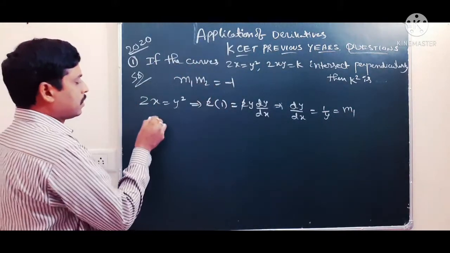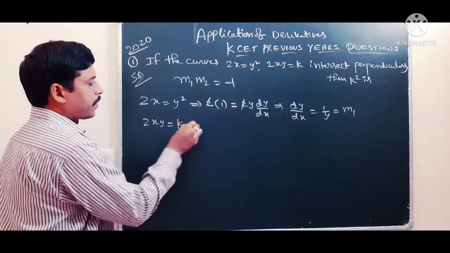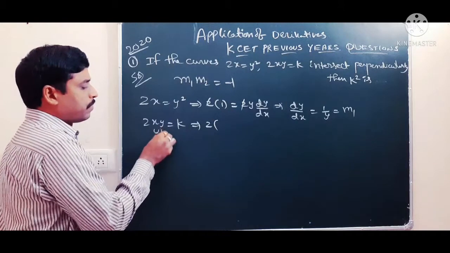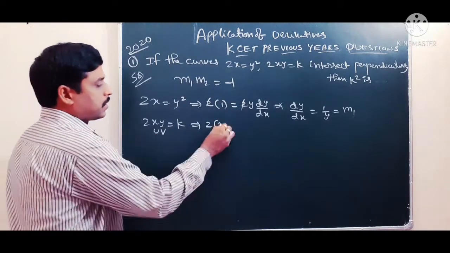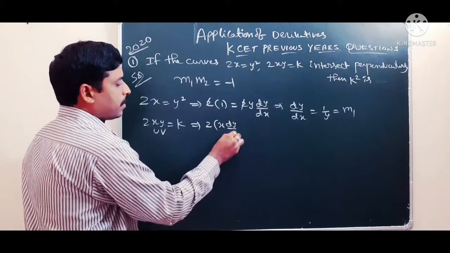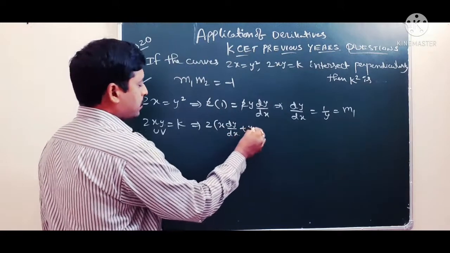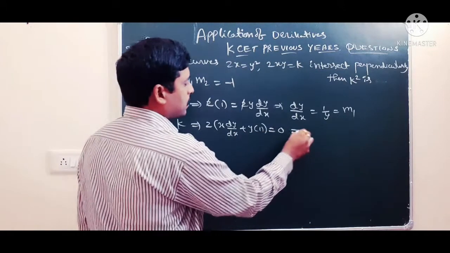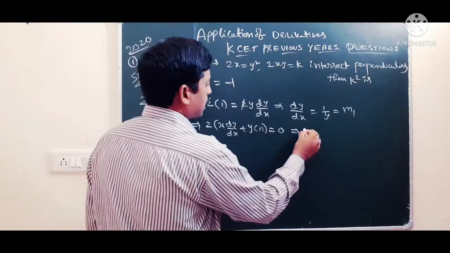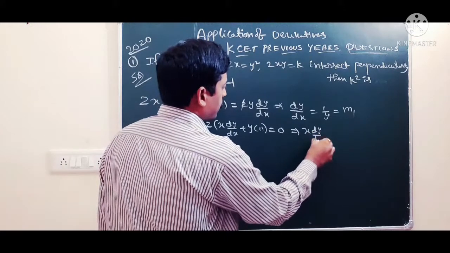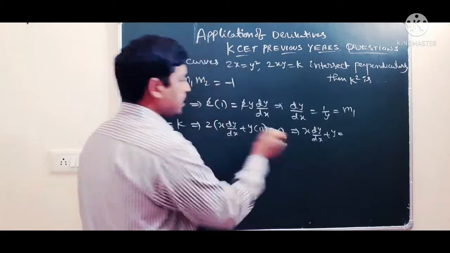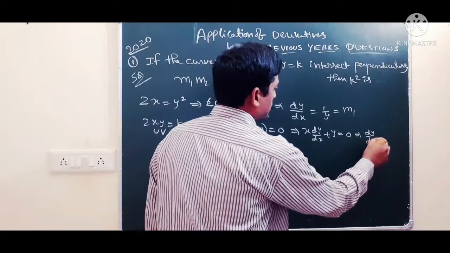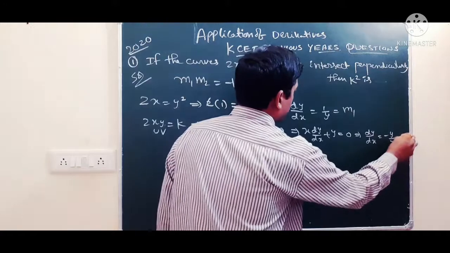What is the second curve? 2xy is equal to k. Now applying derivative on both sides, by using the UV formula: x into derivative of y plus y into derivative of x is equal to the derivative of the constant, which is 0. So x dy by dx plus y is equal to 0 by 2, which is 0. So dy by dx is equal to minus y by x. So let us take this as M2.